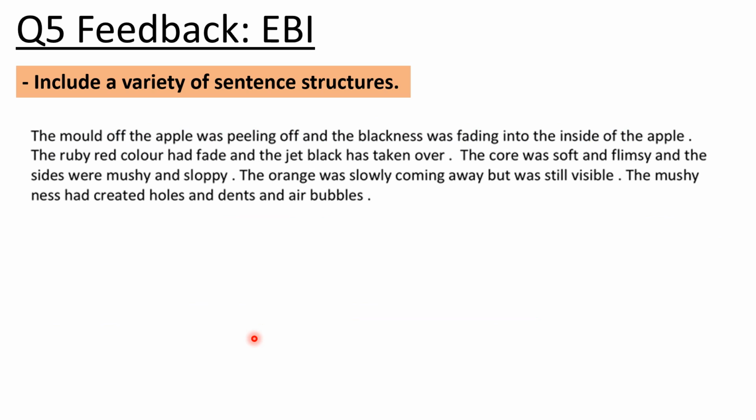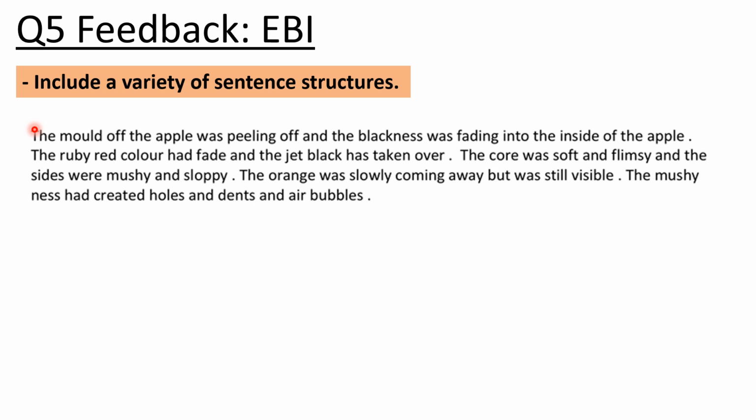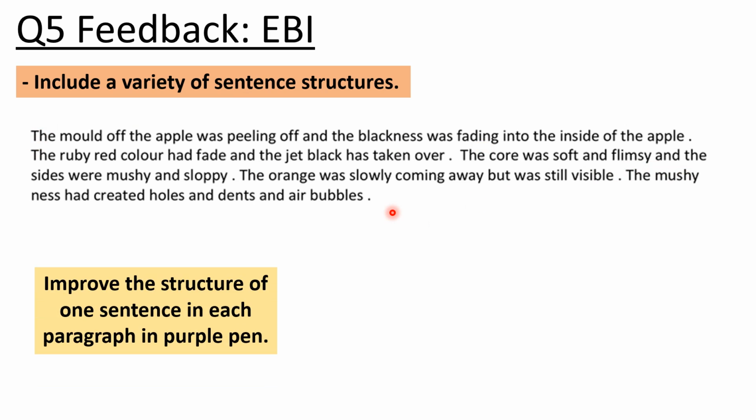So let's have a look at some examples of students who have included a variety of sentence structures. So this student here: the mould off the apple was peeling off and the blackness was fading into the inside of the apple. The ruby red colour had faded and the jet black had taken over. The core was soft and flimsy and the sides were mushy and sloppy. The orange was slowly coming away but was still visible. The mushiness had created holes and dents and air bubbles. As you can see here, the student has used quite a few compound sentences. One complex sentence here, the orange was slowly coming away but was still visible. But there are no simple sentences. And also, every single sentence starts with the, the, and the.